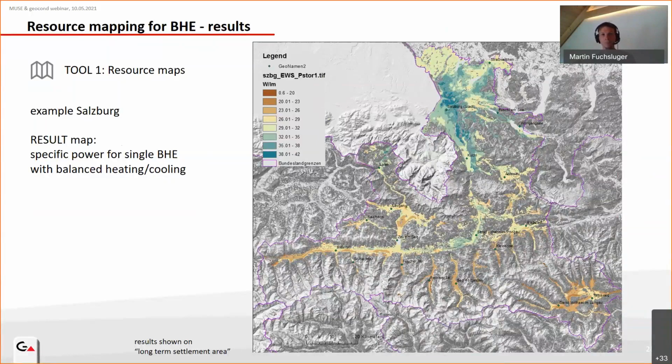And this is a similar map, but just for storage. So in general, the power is a little bit higher. It's for balanced heating and cooling.